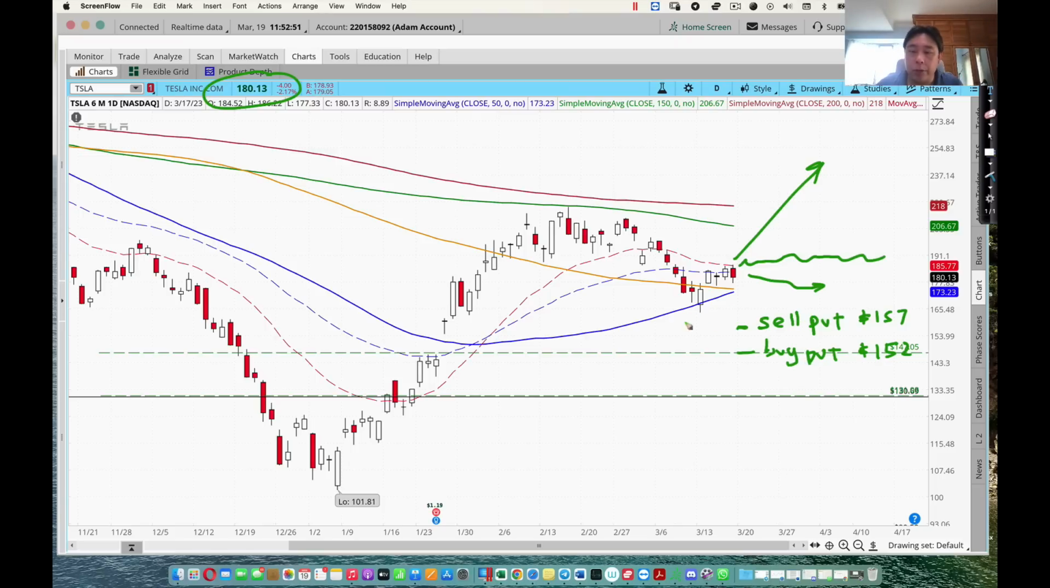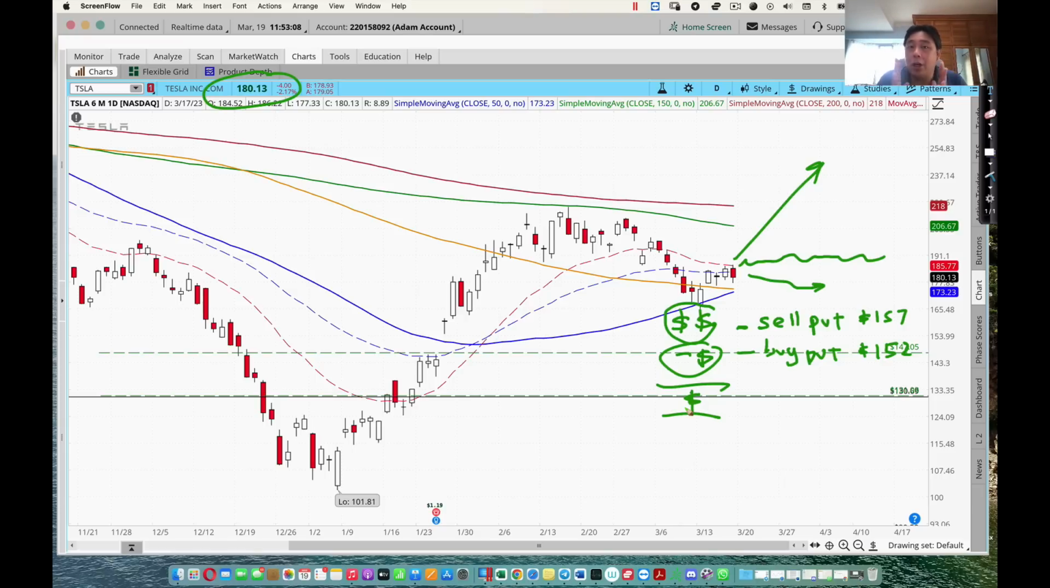Now, the idea is when you sell a put, you will collect some money, okay? You collect some money over here. But when you buy a put, you have to pay money. But you collect more than you pay. So net, you get a credit. You get paid for entering the trade.